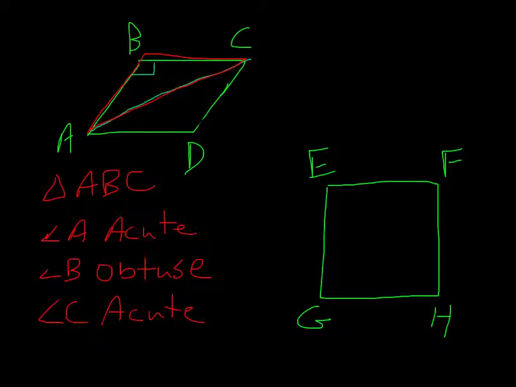Let's look over here at figure EFHG. If I divide this figure in half from corner to corner, like so, I have what looks to be a right angle, or two right triangles. Now, once again, I would have to double check. I can double check by measuring it or by doing our box. We're going to do our box.